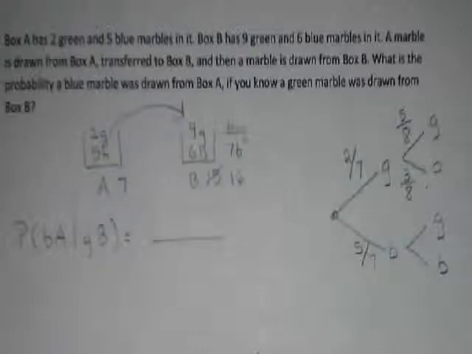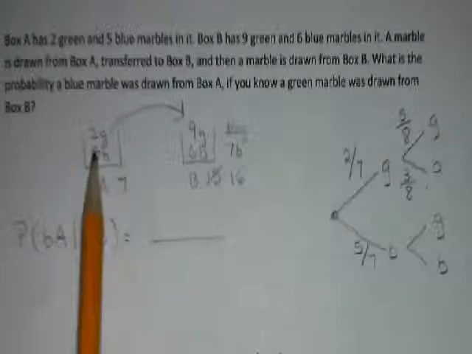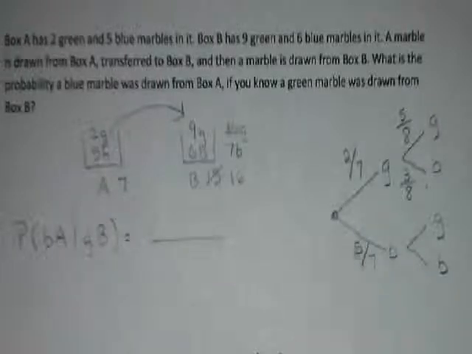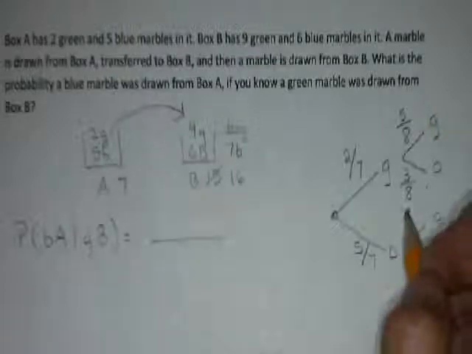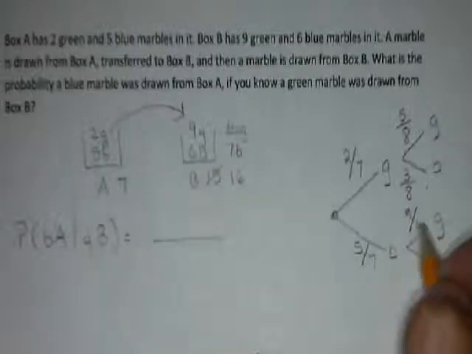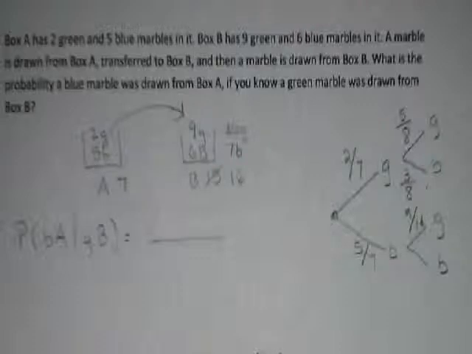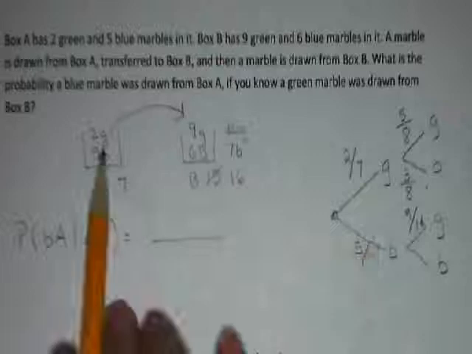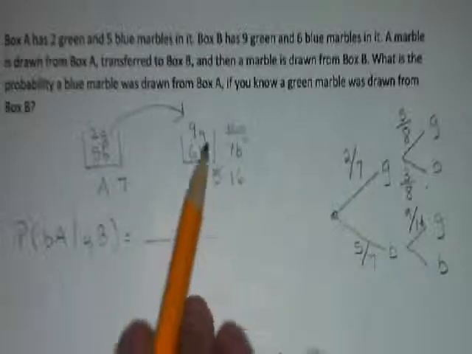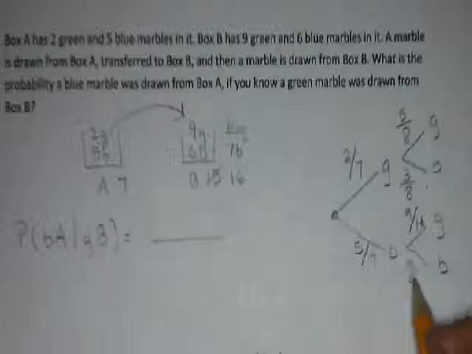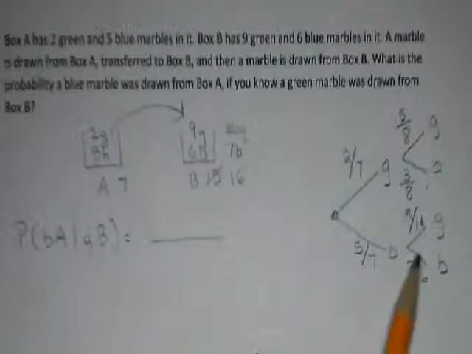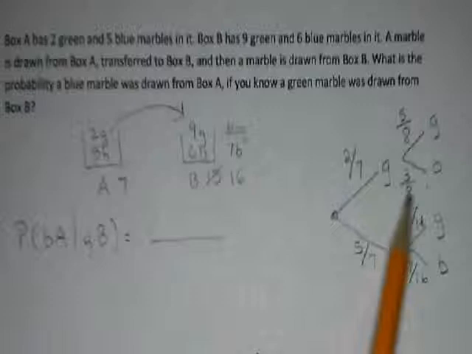And so the probability of transferring that blue marble and then getting a green marble is going to be 9 out of 16. That fraction can't reduce, so I'll just leave it as 9/16. The probability of getting the blue marble first, which we transferred, and then getting a blue marble again will be 7 out of 16. And again, these two add up to 1.